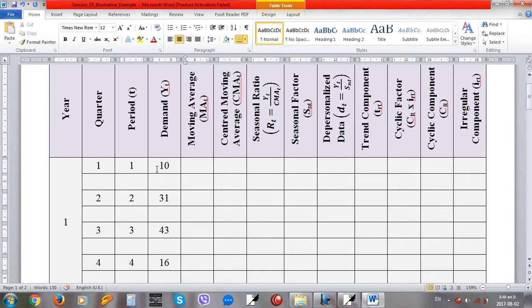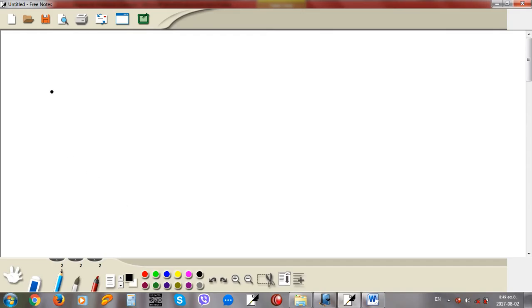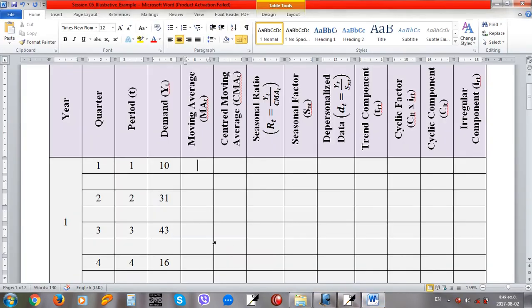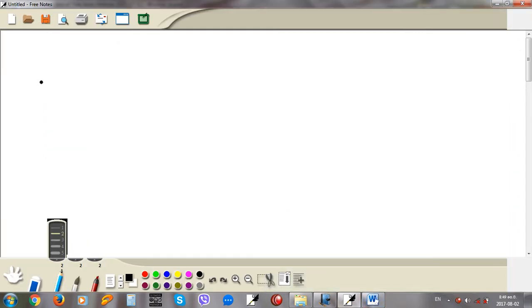We have to consider the first 4 periods, because we need to find 4-period moving averages. What are the first values for demand in the first 4 periods? That is 10, 31, 43 and 16. We have to add all of these, then divide by 4, right? So we can find the moving average for 1 to 4, right? So we are going to find the moving average for 1 to 4. Then we need to add these values.